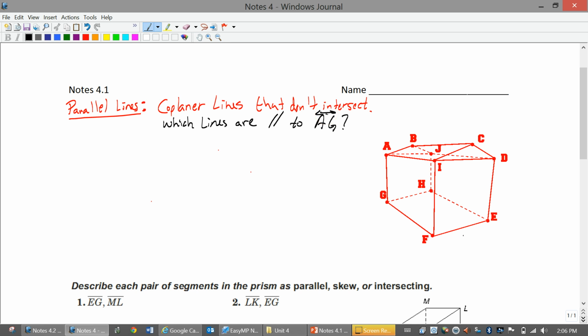Which lines are parallel to line AG? JH. Is JH parallel to AG? Yes, JH is parallel. Segment JH or line JH. Any other ones? Anybody else? A line parallel to AG.